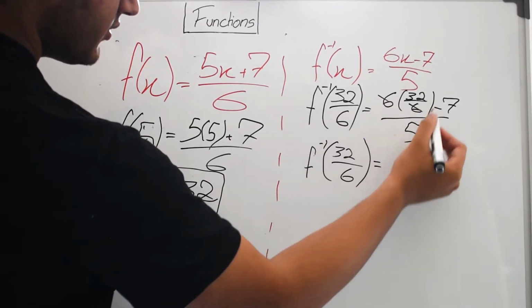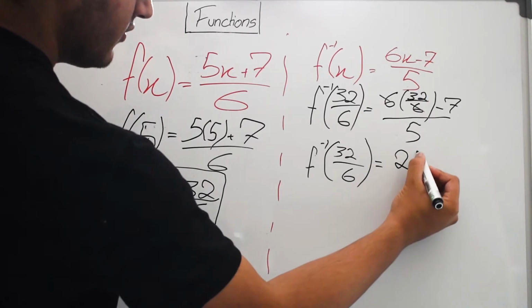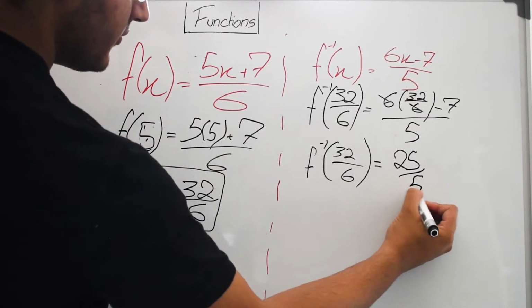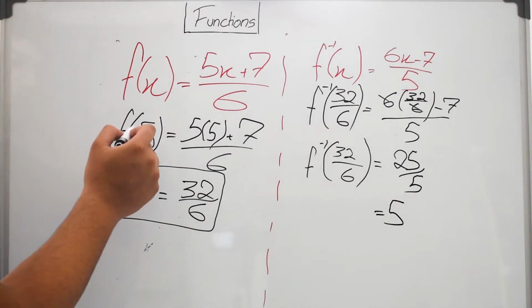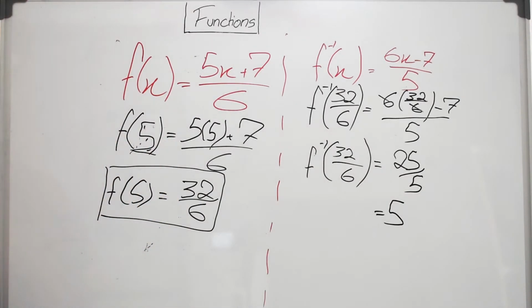This will cancel out. 32 minus 7, 25 over 5, and we get 5, which was the value of x in the first place. This concludes my explanation of inverse functions. Now you should be able to find the inverse of any function really easily.